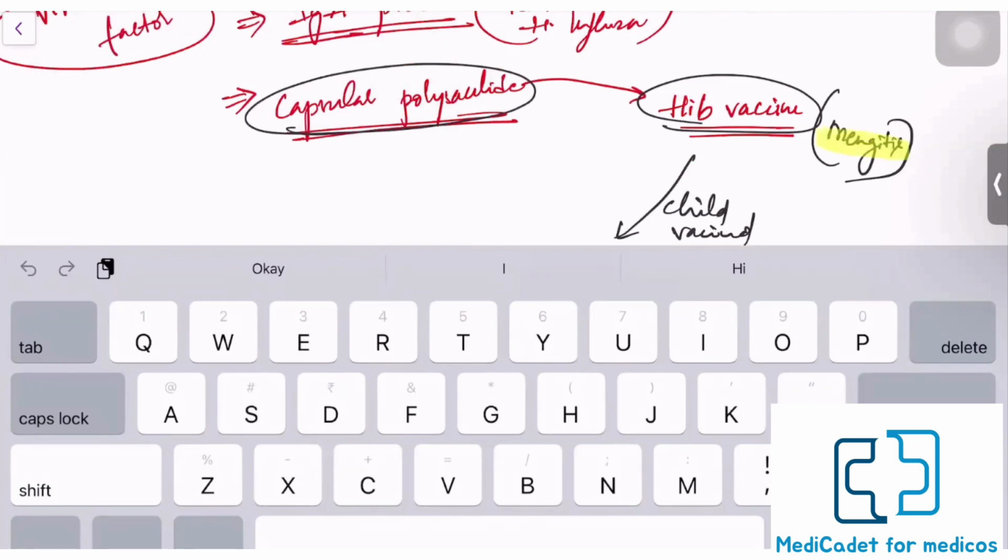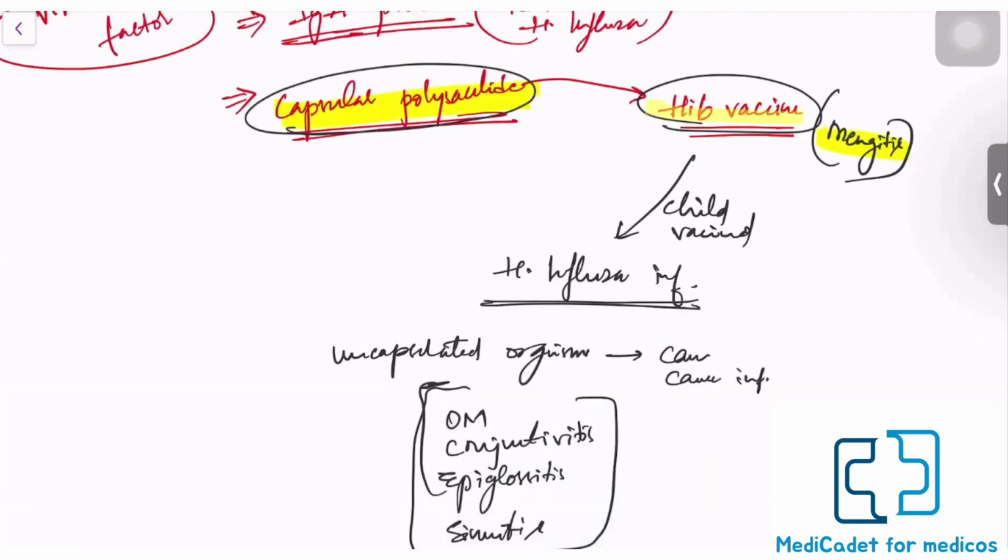The strain that causes meningitis generally has the capsule. So if you give the vaccine, they'll be protected against meningitis. But there are many other strains that don't have the capsule, which can cause otitis media, conjunctivitis, epiglottitis, sinusitis, etc., even though the child is vaccinated. Why? This vaccine has the capsule as its antigen, so antibodies are formed only against the capsule. If the bug doesn't have a capsule, what will the antibodies against the capsule do? They'll do nothing, right? So that is one important point they love to test in Haemophilus influenzae.